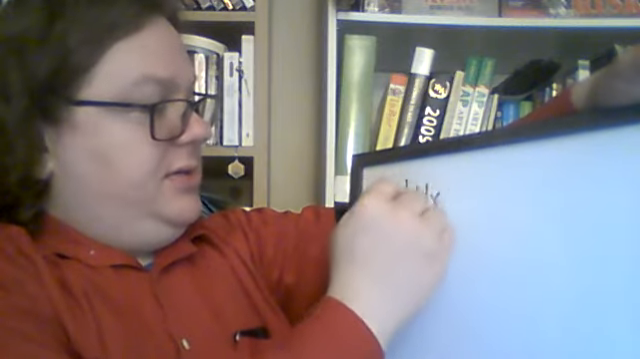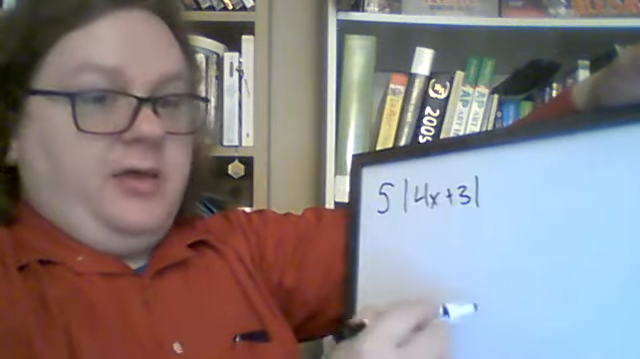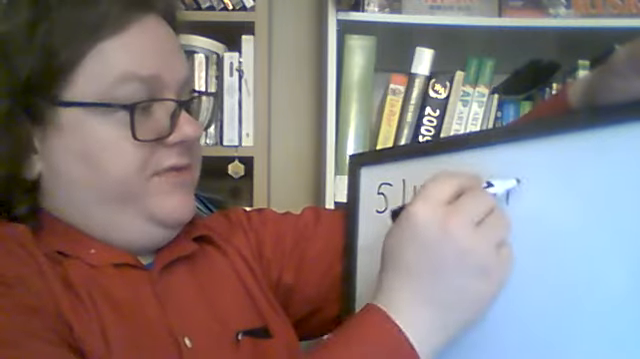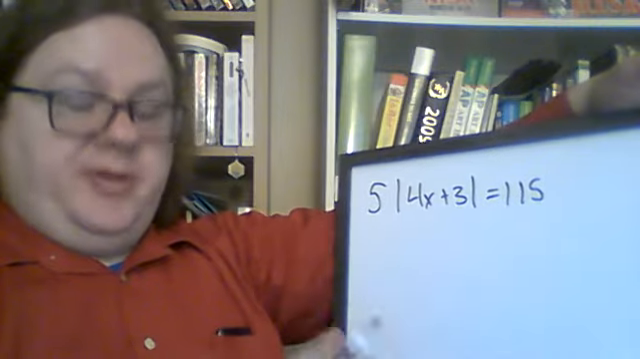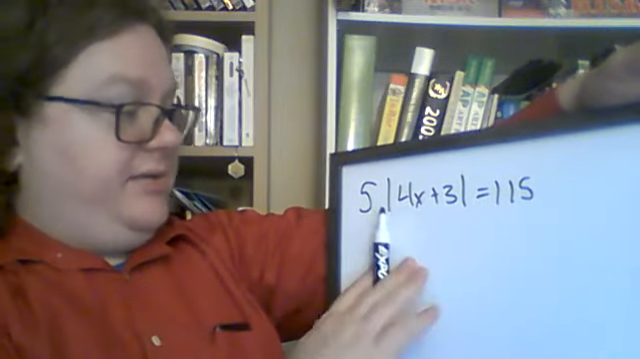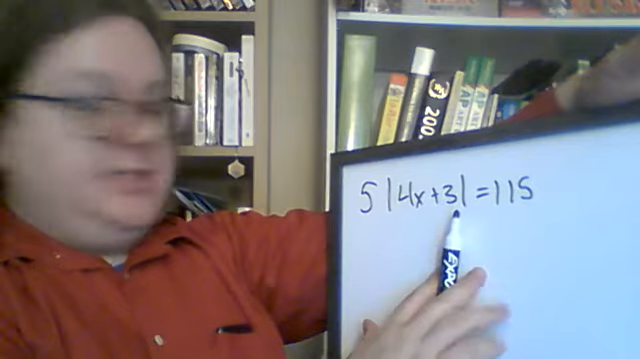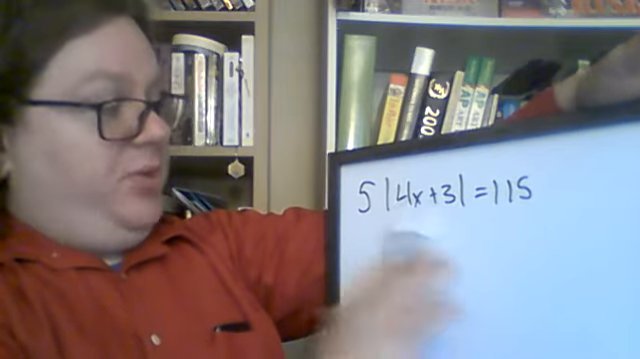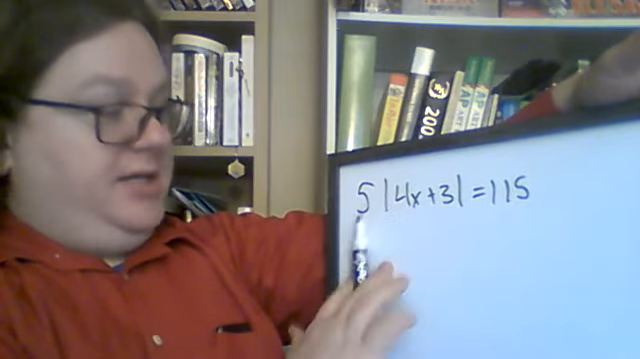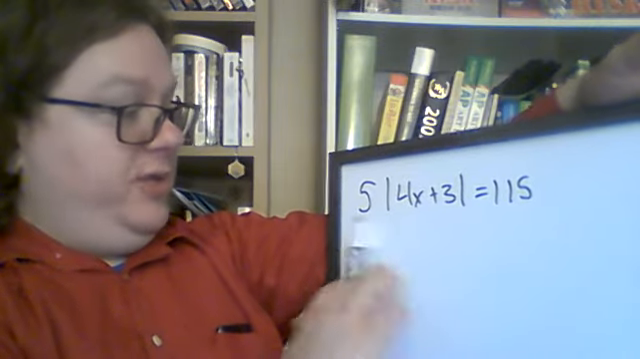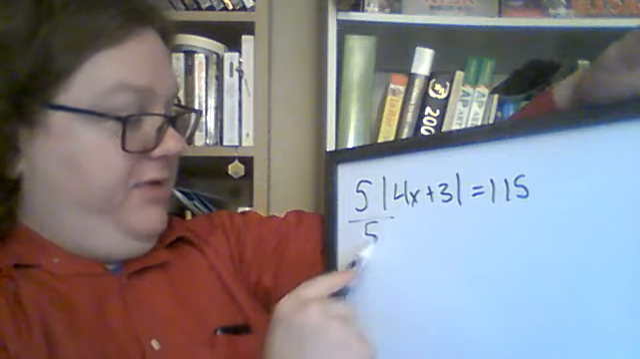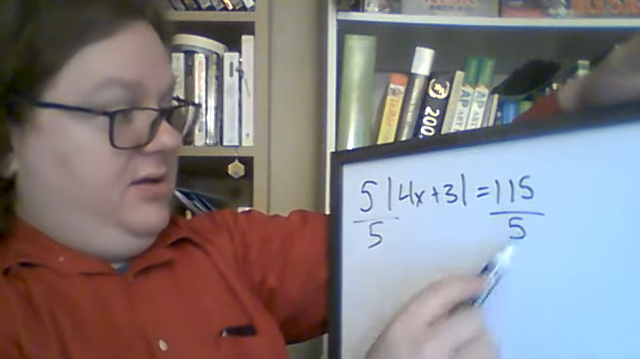Okay. This one is 5 times the absolute value of 4x plus 3 equals 115. Now, in the way the distributive property works, you can kind of think of these bars as being parentheses, because this 5 is trying to multiply both terms on the inside of the bars. It's multiplying that whole thing. So what we want to do is get rid of the 5. So I'm going to divide by 5, divide by 5.